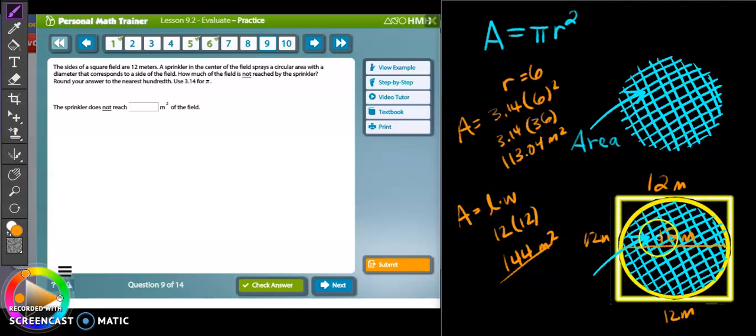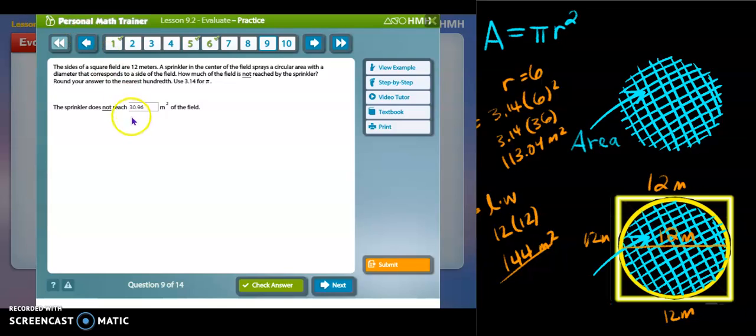These don't look like squares, but I tried to make little blue squares here. It means 113 of these little blue squares, that's what it's covering. But it's not covering these little regions over here. If you include those other regions, it's a total of 144 square meters. So we want to subtract these two things to figure out how much area it's not covering. If you subtract those two, you will get 30.96, or 30 and 96 hundredths square meters. And that's going to tell you how much is not being covered.